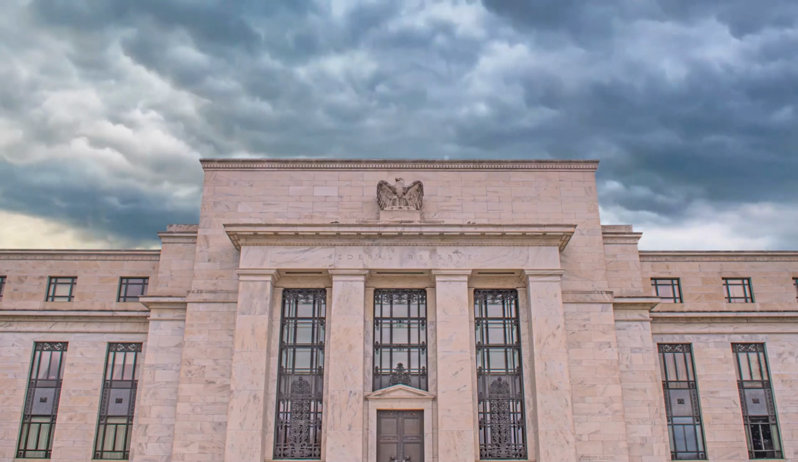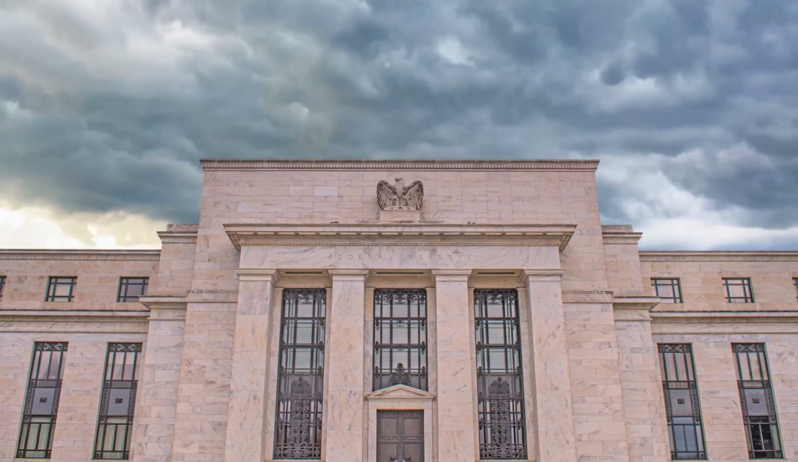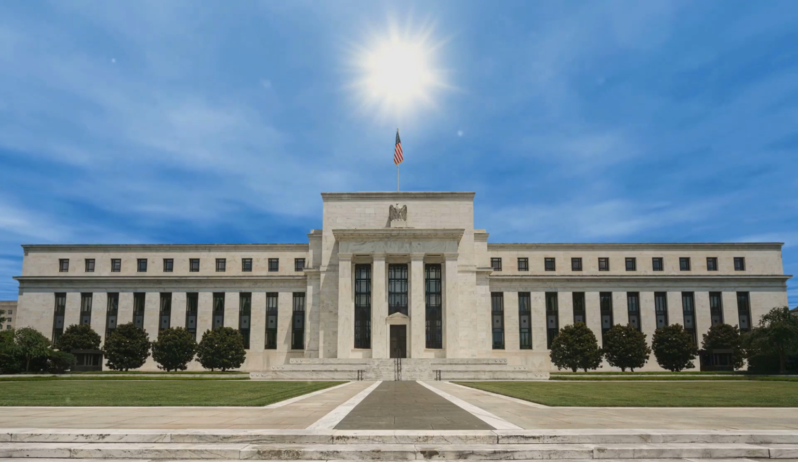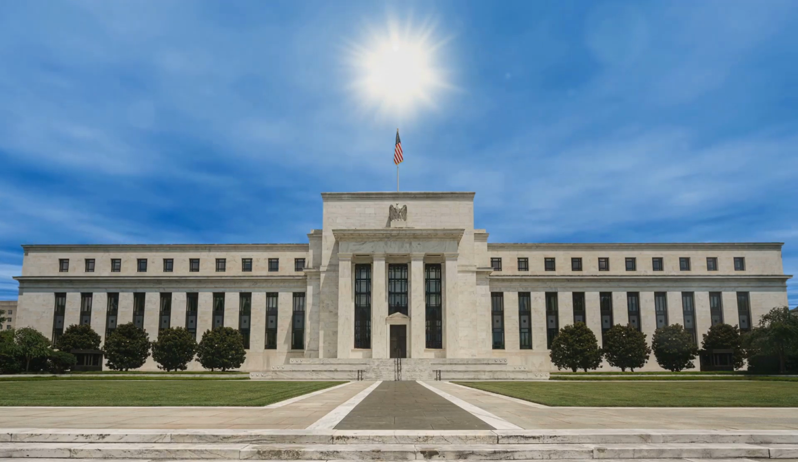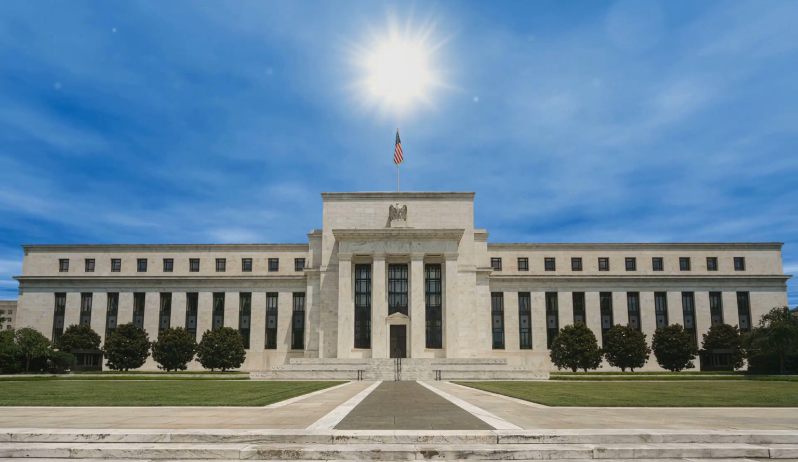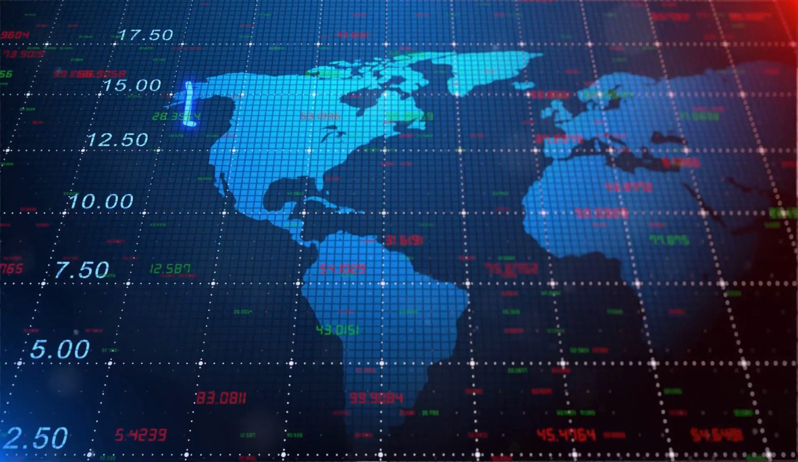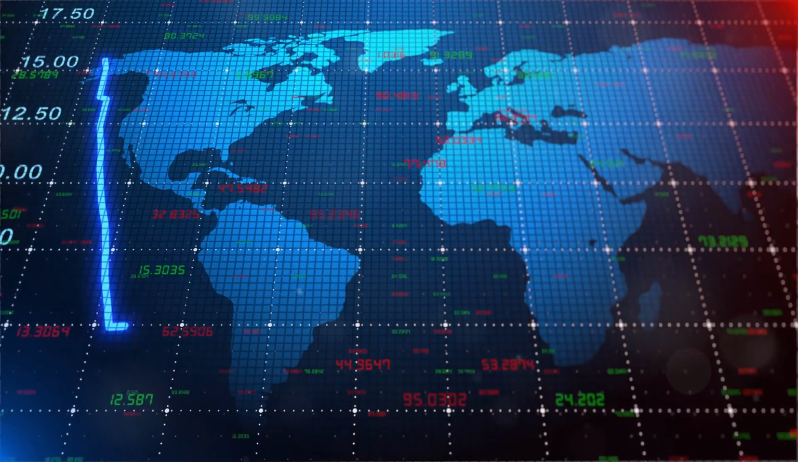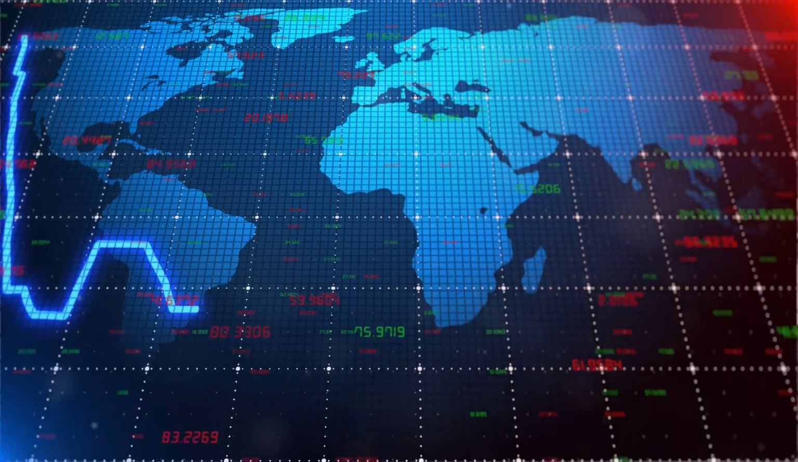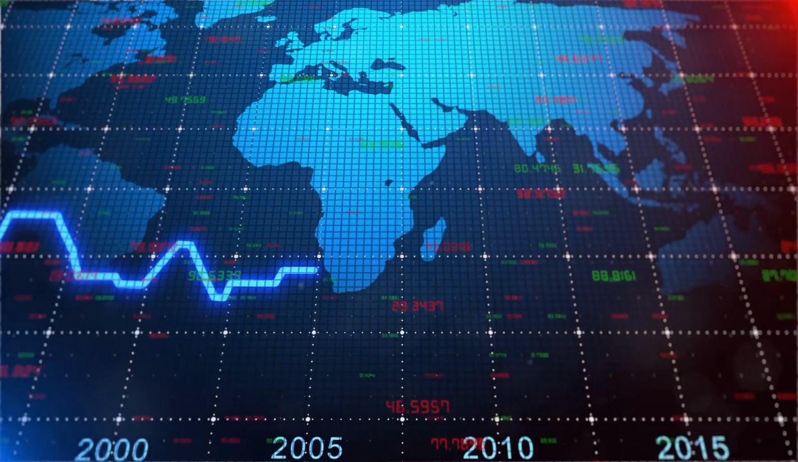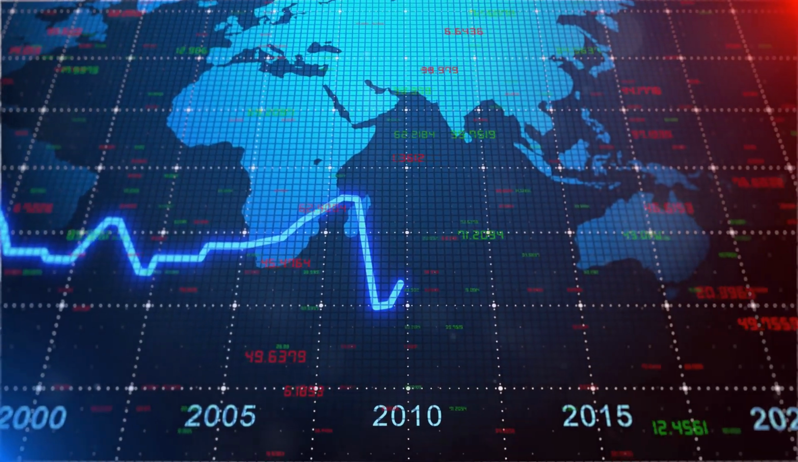The Federal Reserve, often referred to as the Fed, uses interest rates as a primary tool to conduct monetary policy, aiming to achieve dual objectives: maximizing employment and stabilizing prices. Changes in the federal funds rate, which is the rate at which banks lend to each other overnight, can have widespread effects across the economy.